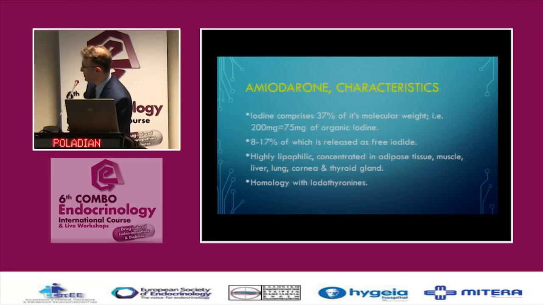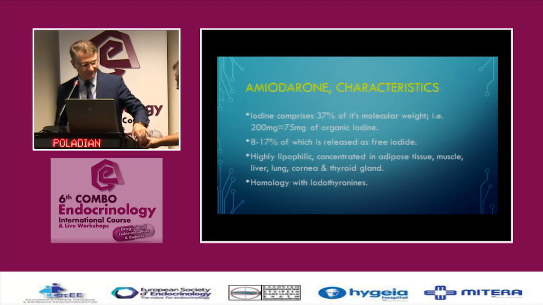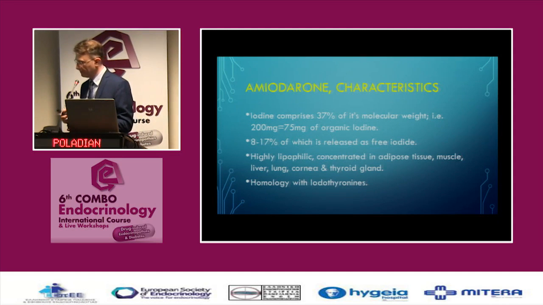So amiodarone characteristics. It's iodine comprising about 37% of its molecular weight. That is, 200 milligrams of amiodarone, which is Cordarone or whatever, contains 75 milligrams of organic iodine. So 8 to 17% is released as free iodide. Highly lipophilic, concentrated in the adipose tissue, muscle, liver, lung, cornea, and thyroid gland, and has a homology of iodothyronines.